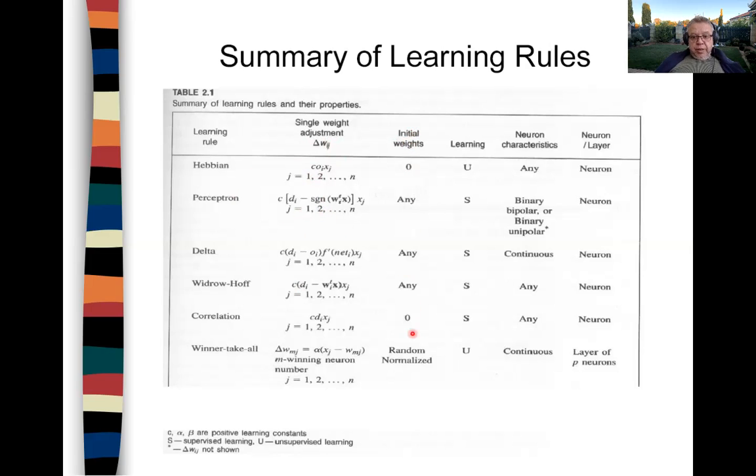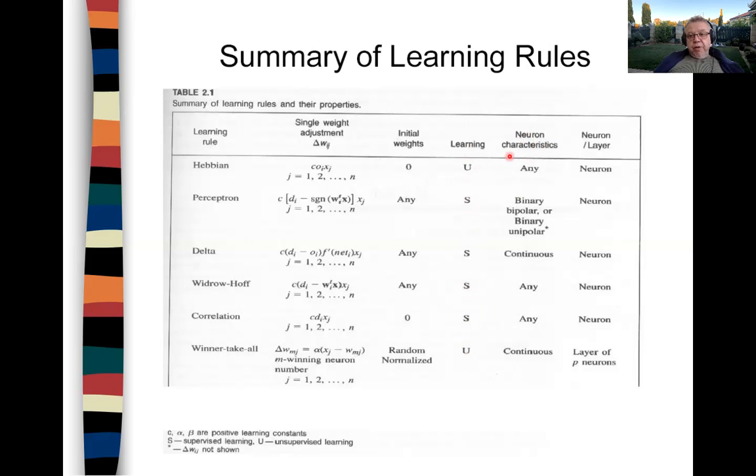This is the recommended way of setting your initial weights. For the Hebbian rule, it's good to set them to 0. For the perceptron, you can have any set of weights, even randomized, and for correlation it is 0. And for the winner take all it is random but normalized. The type of learning rule can be classified as supervised or unsupervised. All of the ones that we've seen are supervised. They need ground truth, they need labels for the output, except the Hebbian rule and the winner take all.